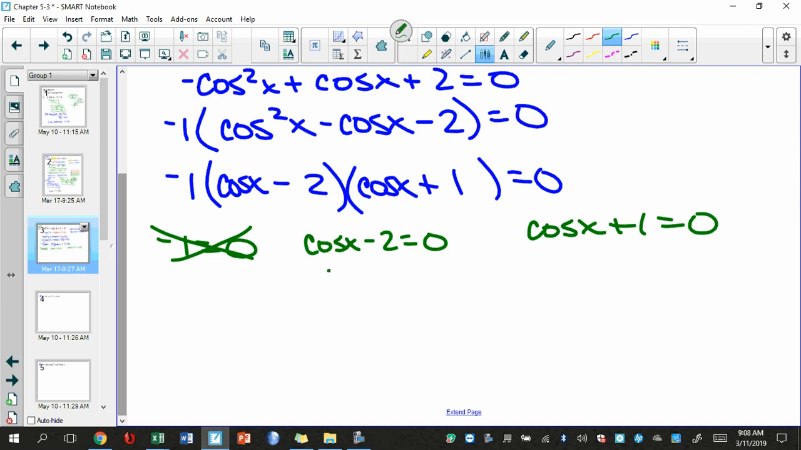Add 2 over. So I have the cosine of x is equal to 2. What angle from 0 to 2 pi has a cosine of 2? You're shaking your head no. Why? The highest it goes is 1, right? It's the unit circle. So therefore, this is not possible.